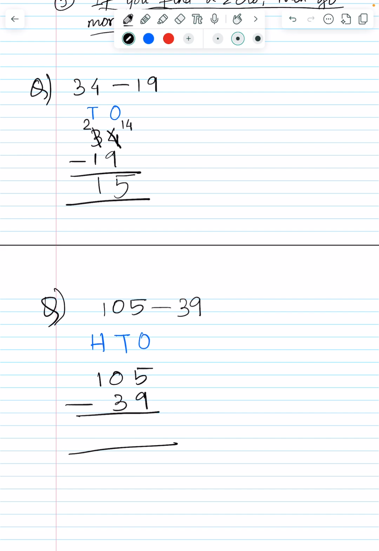Can we do 5 minus 9? No, we cannot do 5 minus 9. 5 is less than 9. We need to borrow to make it 15. Can we borrow from the left? No. In the left, we have a 0.